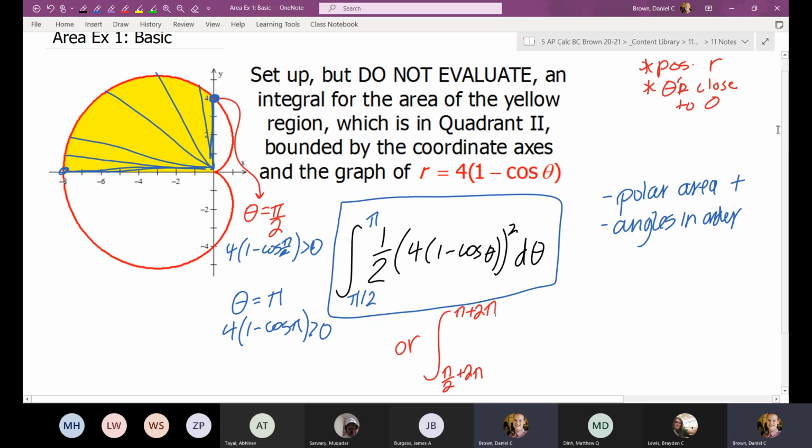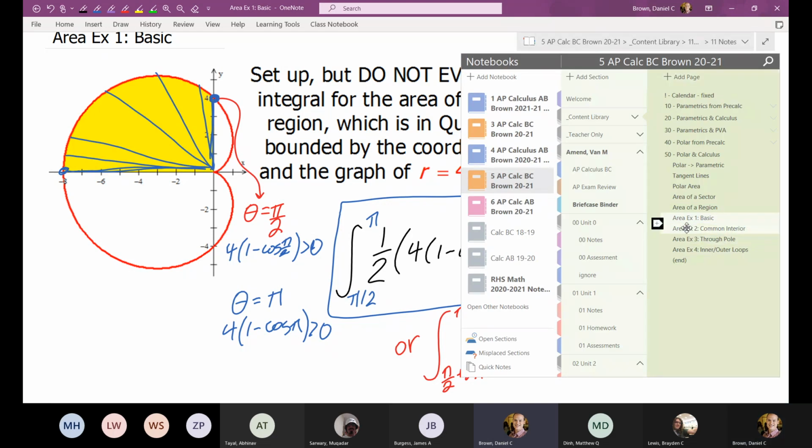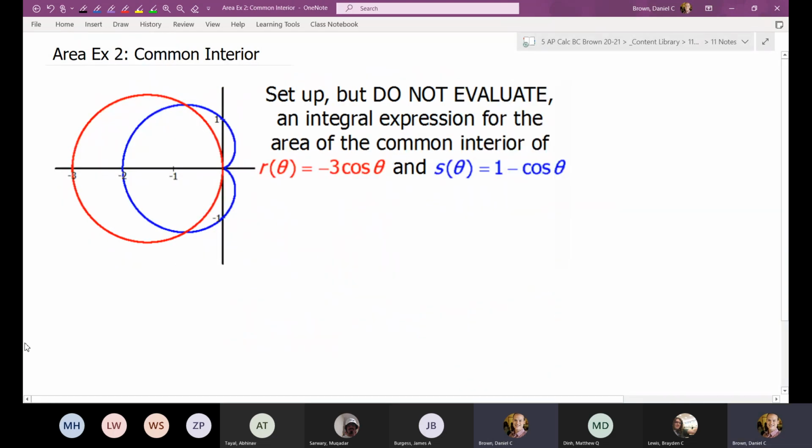All right, so let's go ahead and try another one. The second type of example. So if I'm looking at this one, we're going to set up and not evaluate an integral expression for the area of the common interior of r of theta, which I have in red, and s of theta, which I have in blue. So what are we ultimately trying to find? We want to find the area of this region.